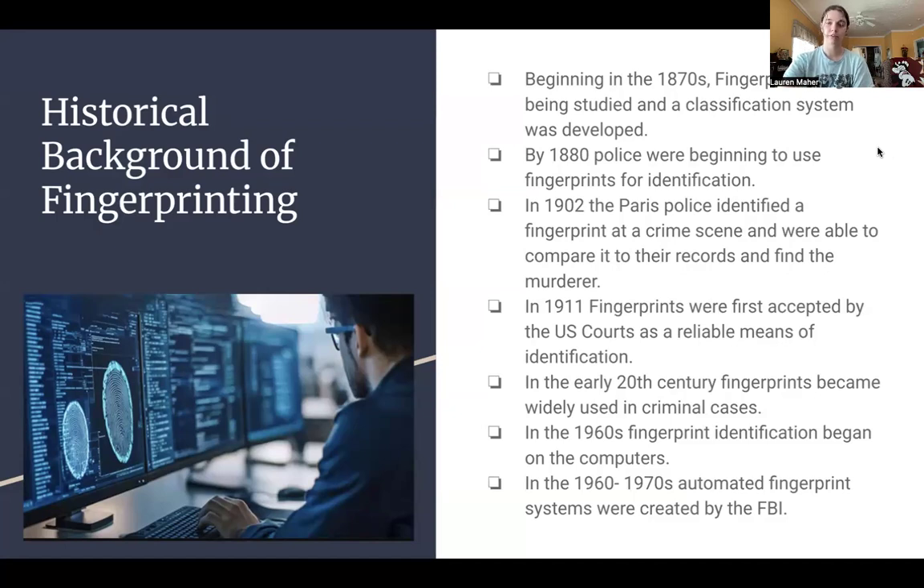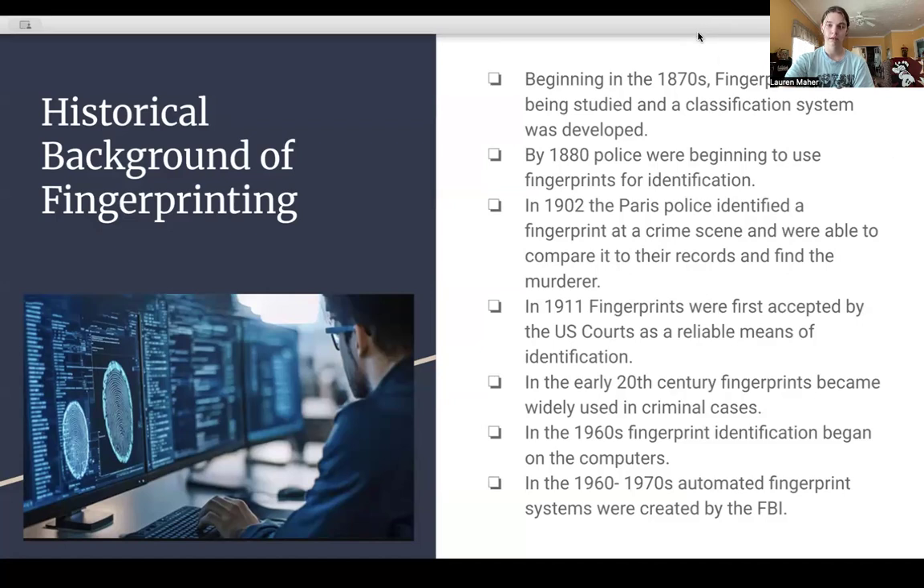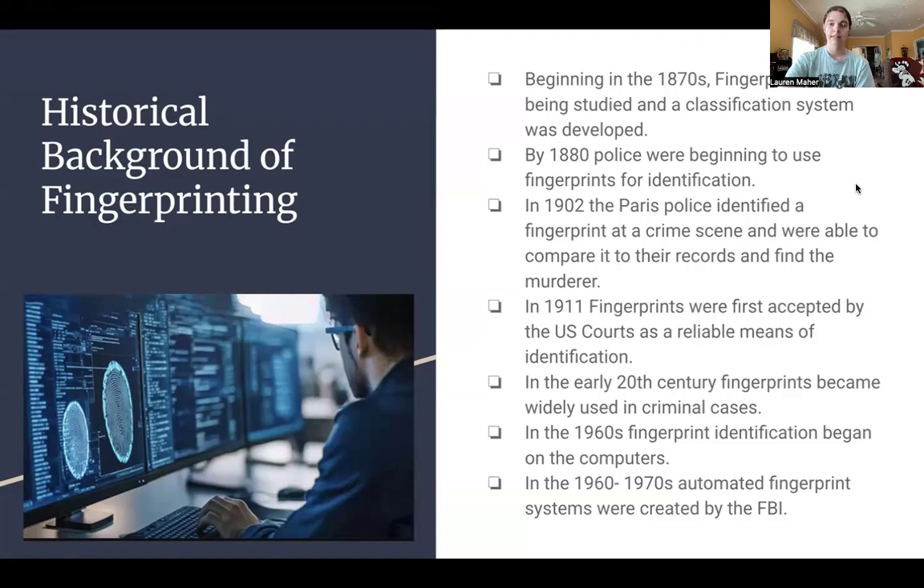In 1902, the Paris police identified a fingerprint at a crime scene and were able to compare it to their records and find the murderer. In 1911, fingerprints were first accepted by the U.S. courts as a reliable means of identification. In the early 20th century, fingerprints became widely used in criminal cases.